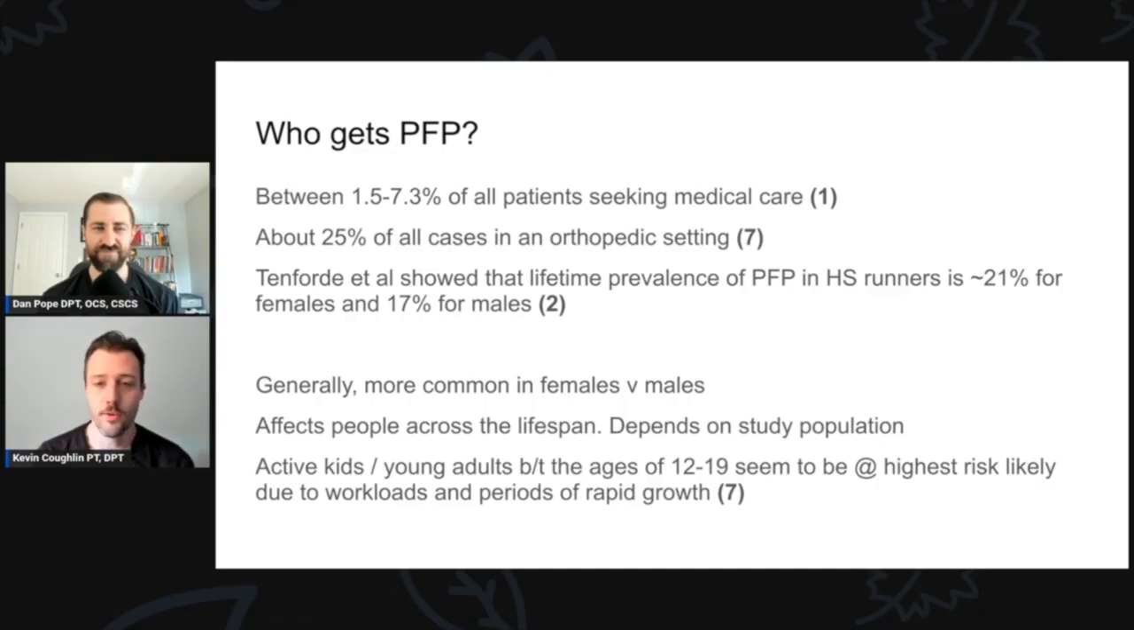We could wonder why. I wonder if it's just that the younger population is just generally more active, right? So they're doing more things that are putting load through the patellofemoral joint. But there does seem to be some correlation with the periods of rapid growth as well. So, a little bit of background there on prevalence.